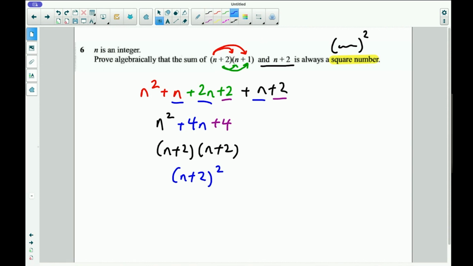All right. So we've been able to show that the sum of this expansion plus n plus 2 is going to be some sort of square number.